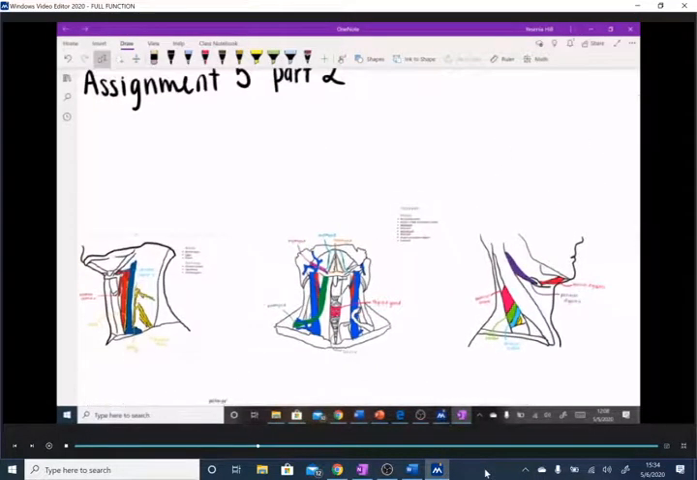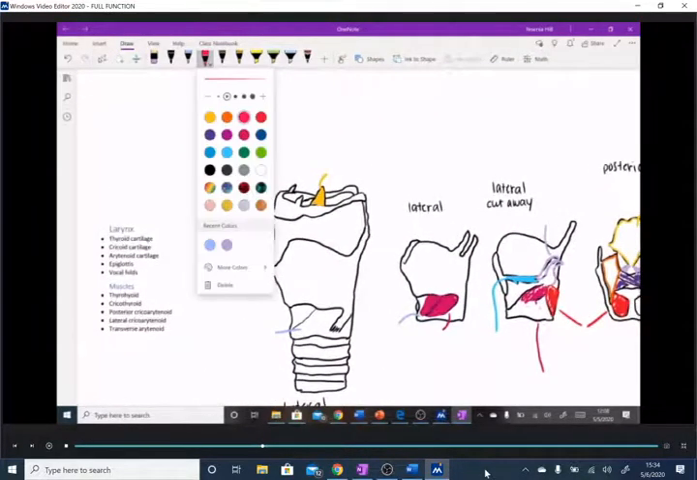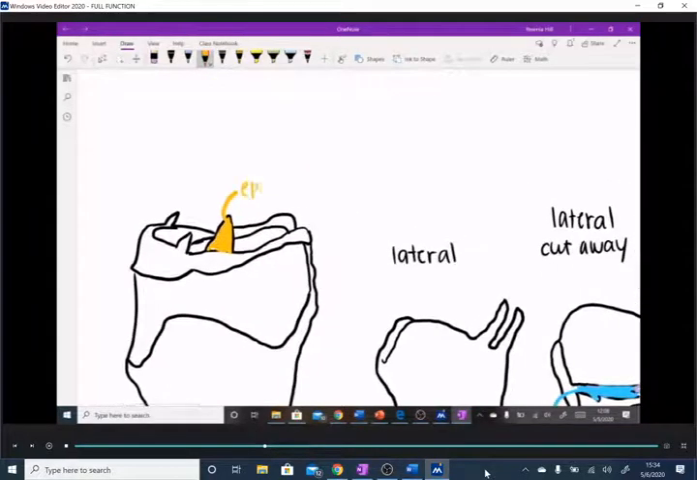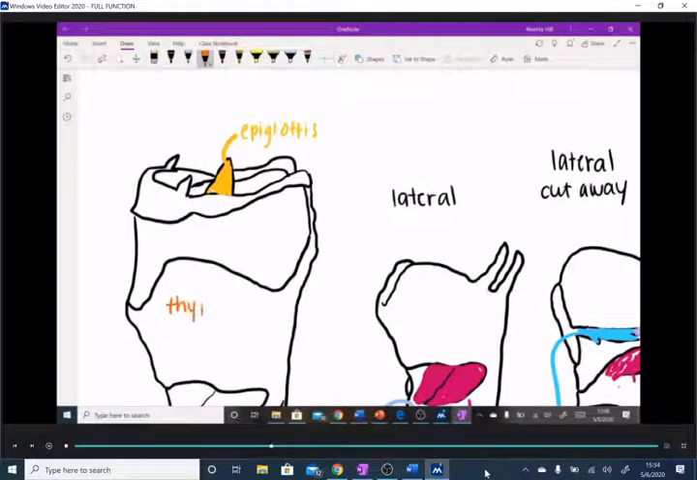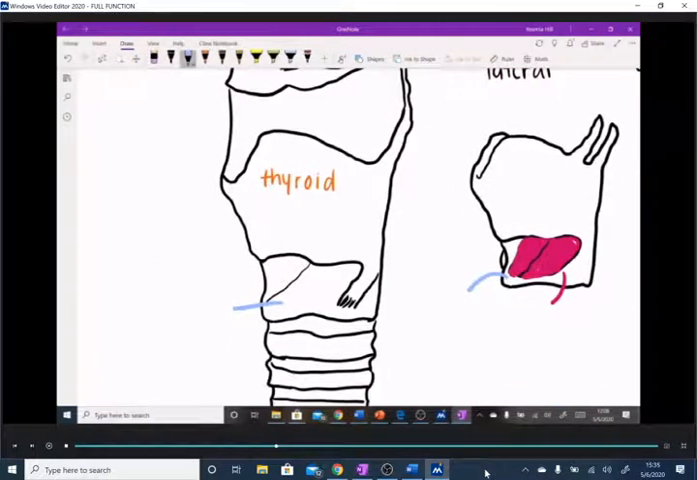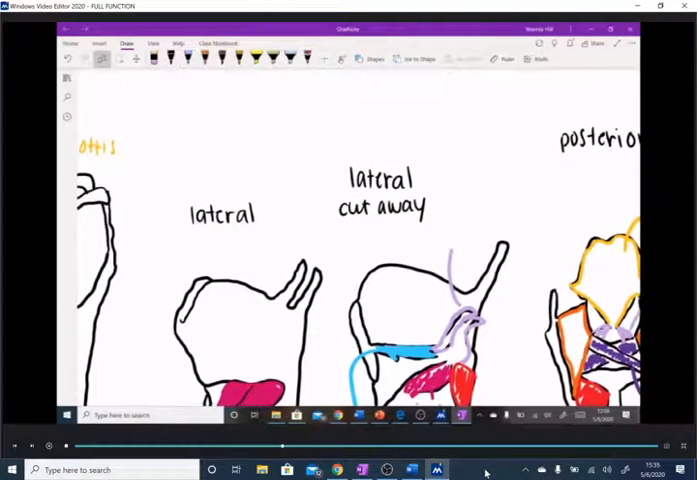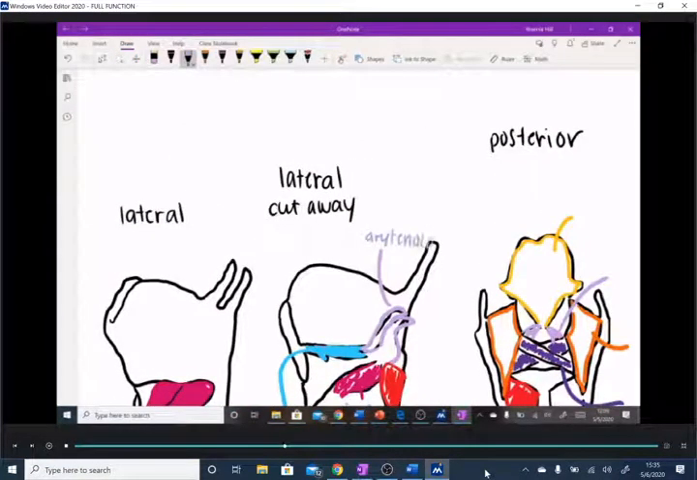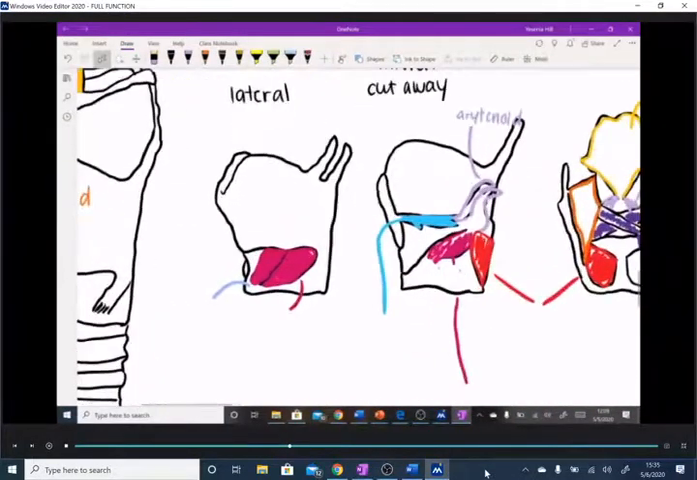And now on to the larynx. We have the epiglottis, the thyroid and cricoid ligaments. And I just did a lateral and a lateral cutaway, so you can see the muscles that are in the cutaway. And I also did the posterior, and I'm just going to keep renaming the same structures so we know what's going on in each of these.